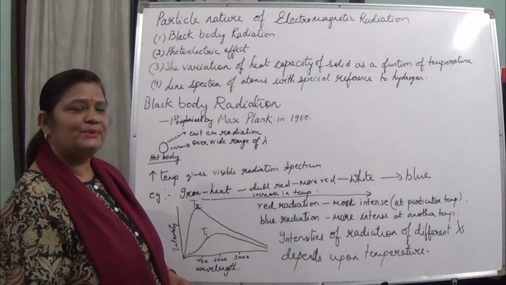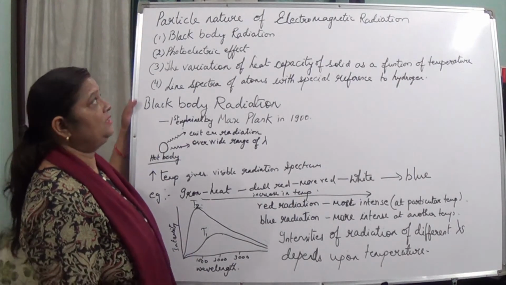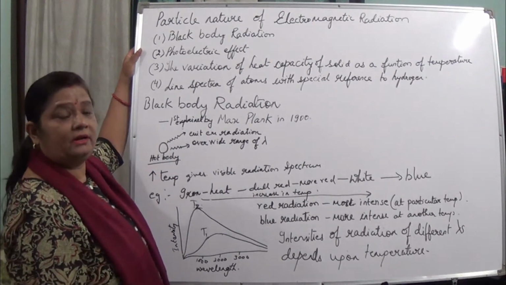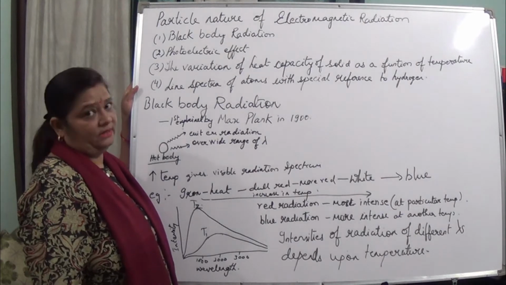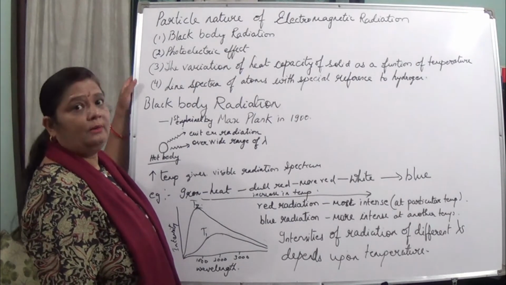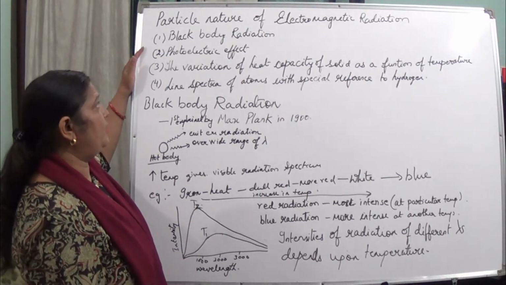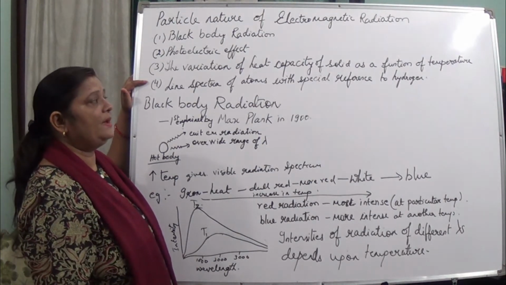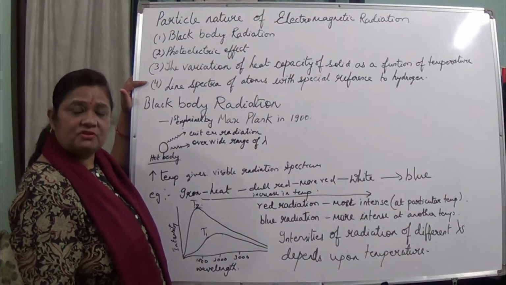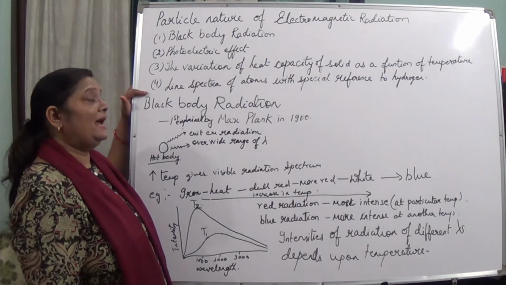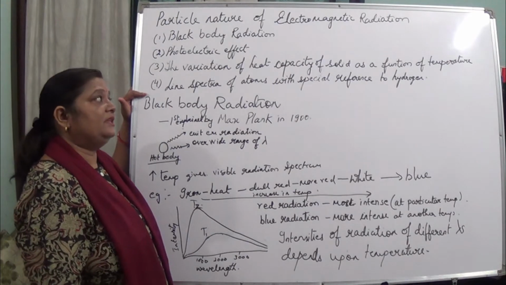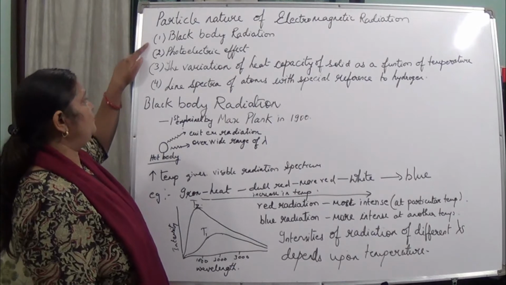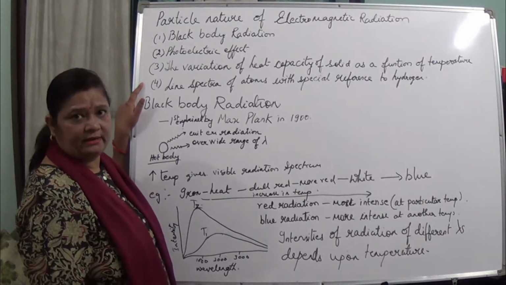Hello students, we are going to study the particle nature of electromagnetic radiation. The wave theory of electromagnetic radiation explained diffraction and interference, but it could not explain black body radiation, the photoelectric effect, the variation of heat capacity of solids as a function of temperature, and the light spectra of atoms with special reference to hydrogen. So here we are seeing these four.